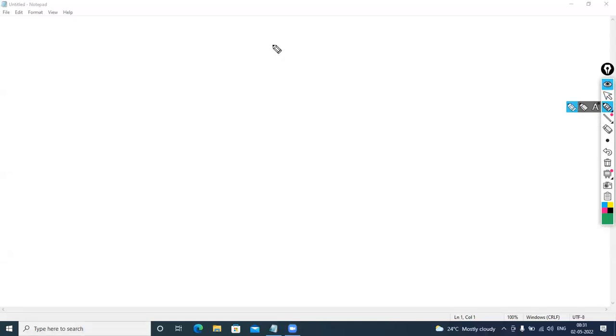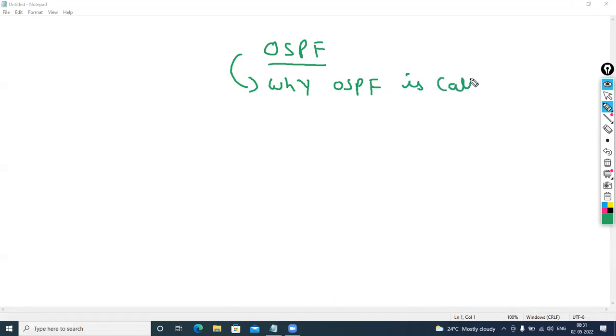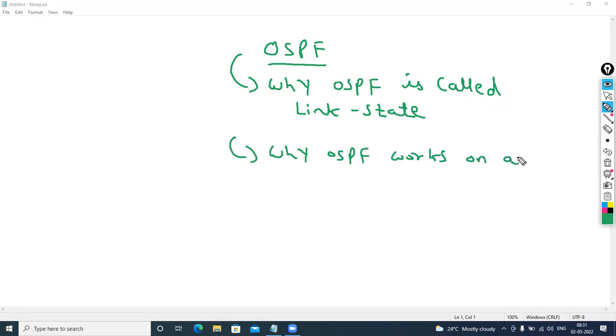We started with OSPF in the previous class, right? I gave you a few questions as a task. I asked why OSPF is called link state. Second was why OSPF works on the area concept.